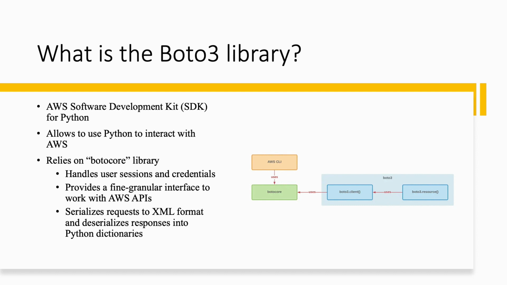The Boto3 library heavily relies on another library called Botocore, which contains Python code that takes care of user authentication, session information management, or converting API requests and responses to and from the XML format required by AWS API endpoints.